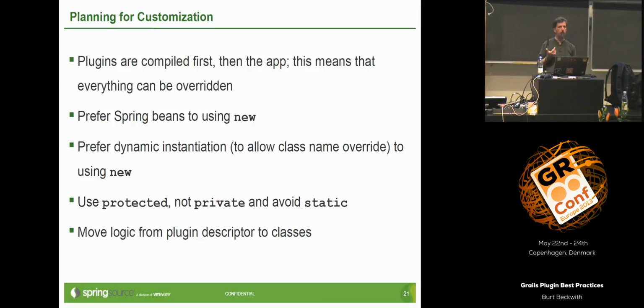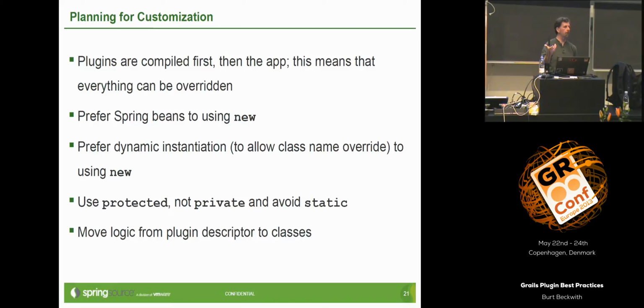Don't create a new instance of an object. Create a Spring Bean for it. Even if it doesn't really have any dependencies, even if it really isn't a candidate for being a Spring Bean, it's a lot easier to override it if it's a Spring Bean than if you create it as a new whatever inside of the code, right?